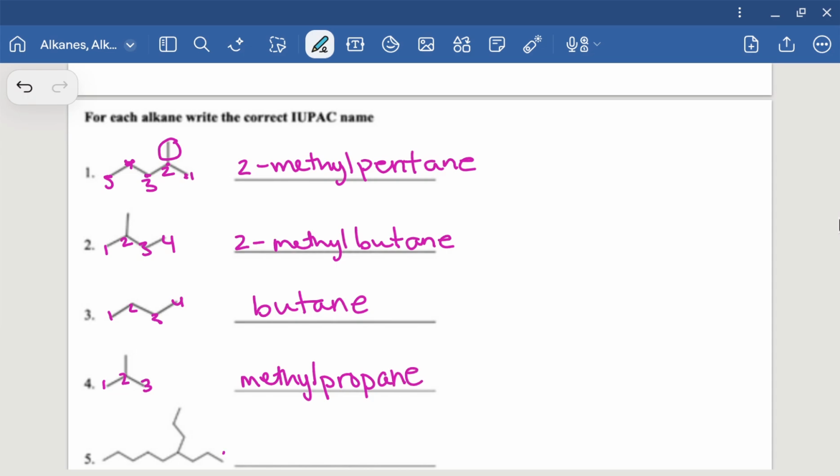My very last one here, 1, 2, 3, 4, 5, 6, 7, 8, 9. 9 in my longest chain. And then attached to carbon 4, we have 1, 2, 3 carbons. So that would be a propyl group. And then 9 would be non. And then ANE for all single bonds.